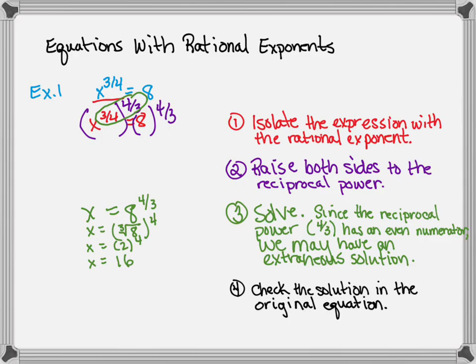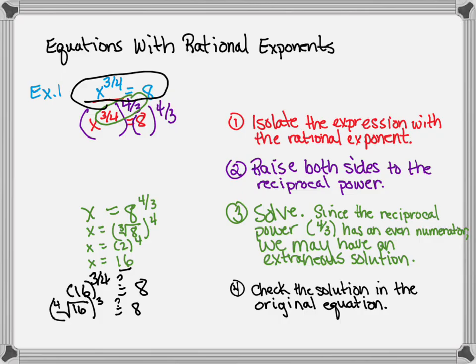And when we check our solution, we always need to check it in the very original equation. So we will substitute 16 into x to the 3/4 power equals 8. So 16 to the 3/4 power, does that equal 8? So the 4th root of 16 raised to the 3rd power, does that equal 8? The 4th root of 16 is 2. 2 to the 3rd power, does that equal 8? Yes, 8 equals 8. So our solution checks out, and our equation solves to x equals 16.